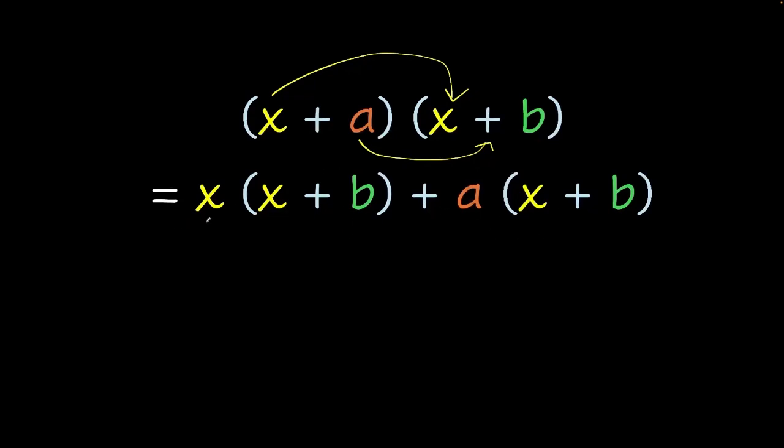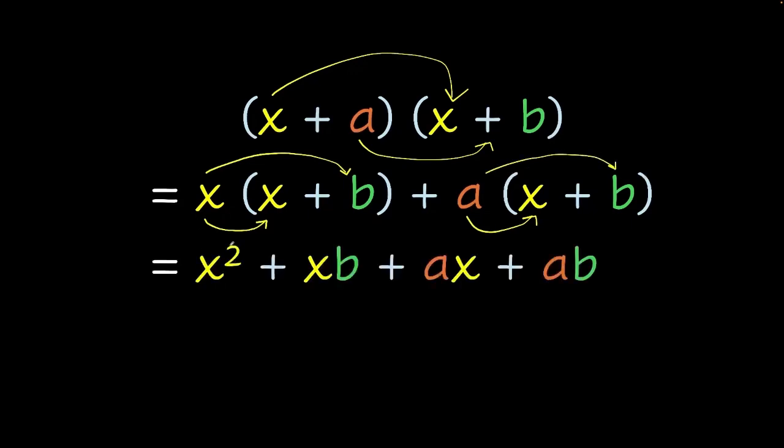And then we distribute this further: x times x plus x times b, and then a times x plus a times b. So that would give you x squared, x into x is x squared, x into b is xb, plus a into x is ax, and a into b is ab.